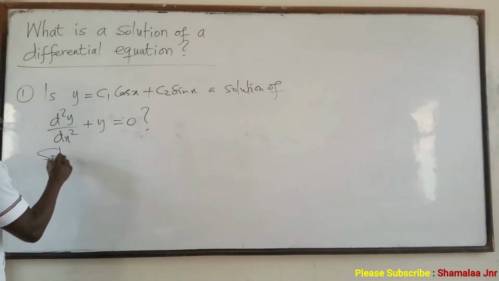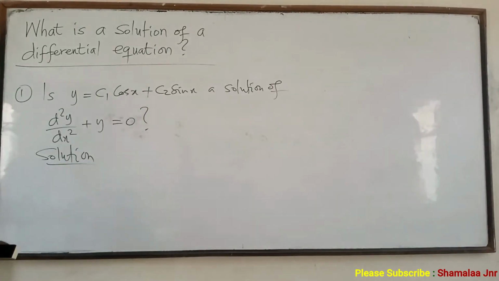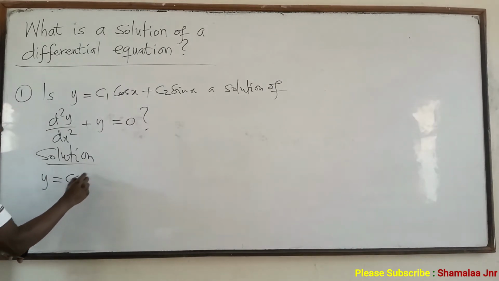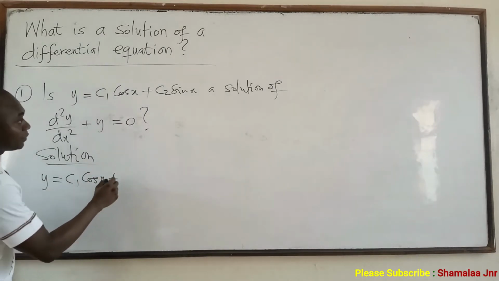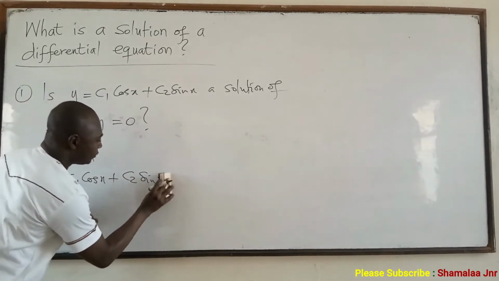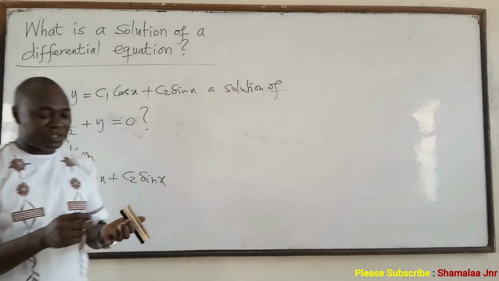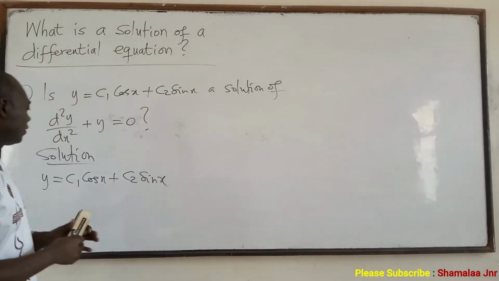Solution. Now, let's look at the function. This is the function they have been given. They are saying, is this one a solution of this differential equation? So this is the function: y is equal to c1 cos x plus c2 sin x, and c1, c2 are arbitrary constants.